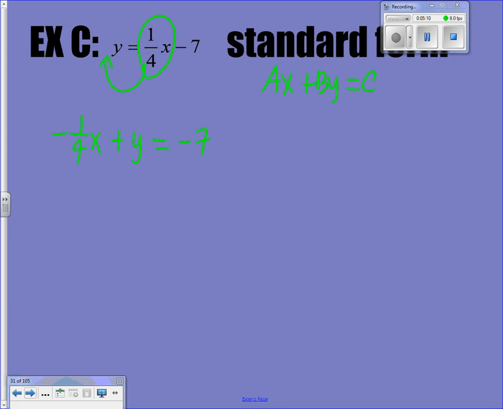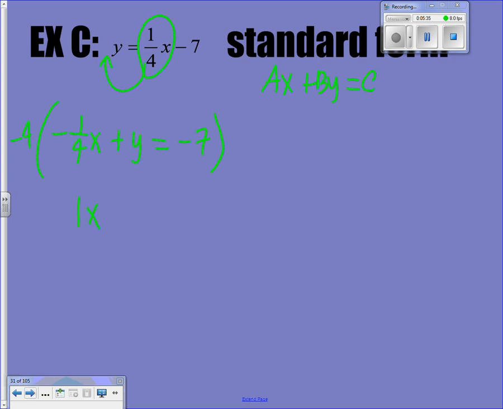Now, I know you want to be done, but the definition of standard form means that those coefficients on the x and the y cannot be negative, nor can they be a fraction. So what we need to do is clear the fraction. So I need to multiply this whole equation by negative 4. Now I chose 4 because once I multiply 4 times 1/4, I get 1.